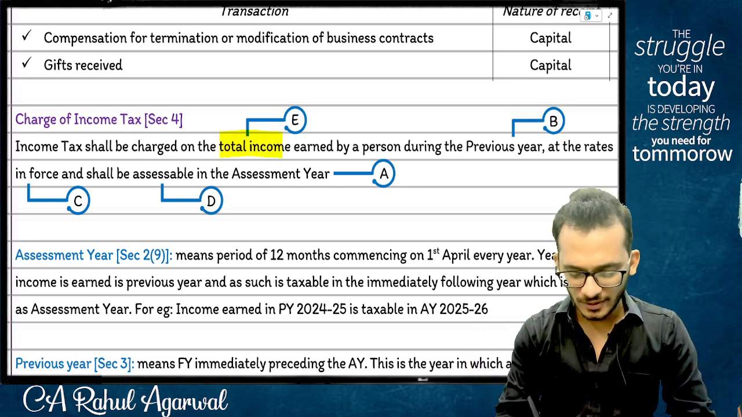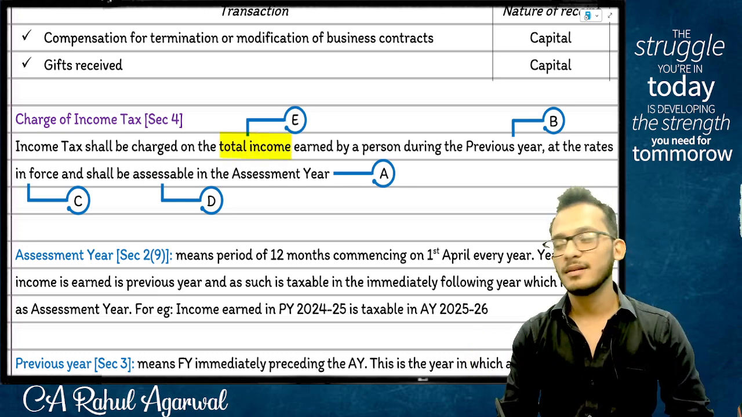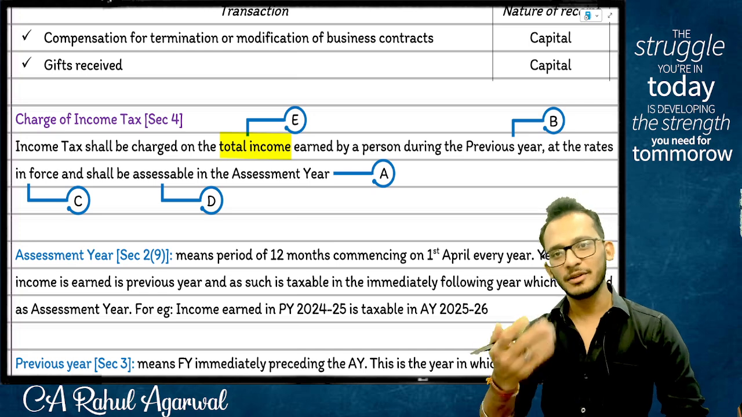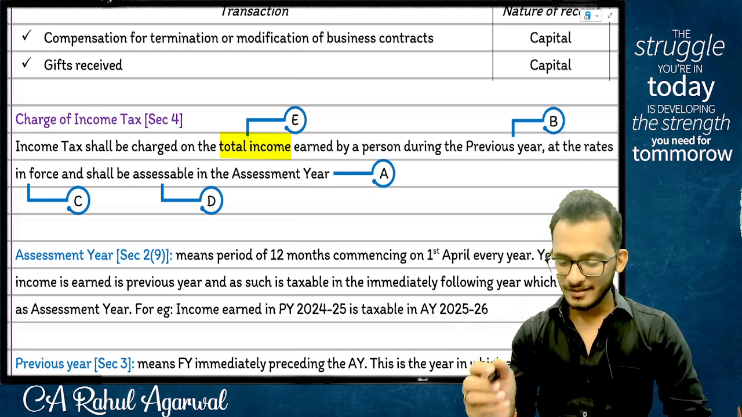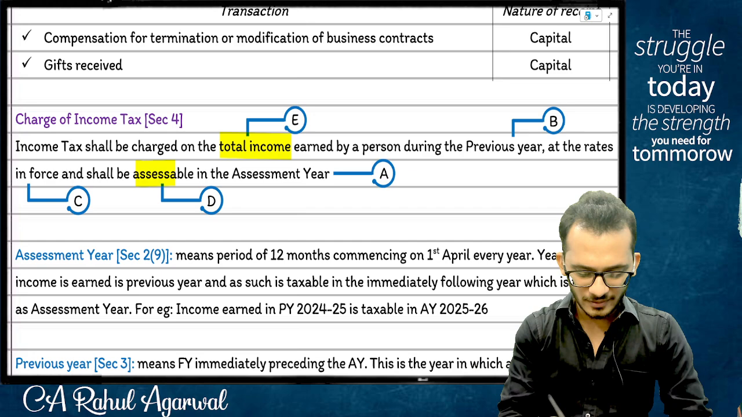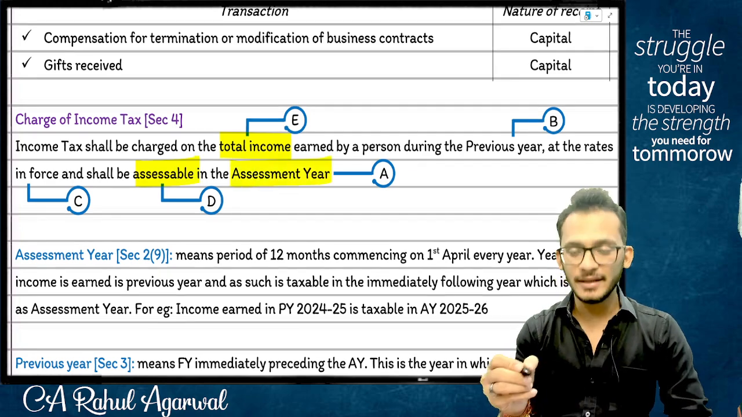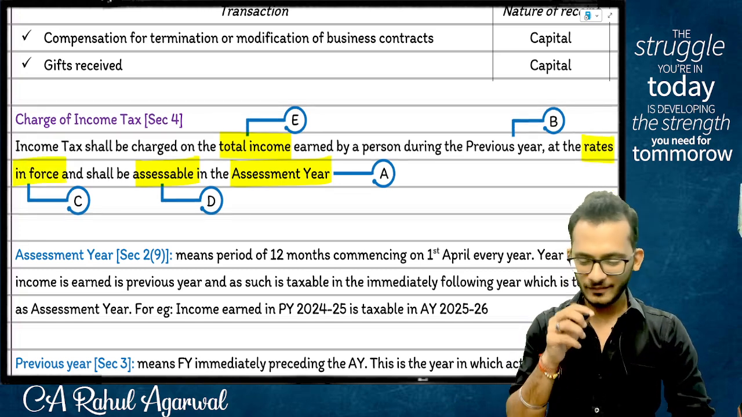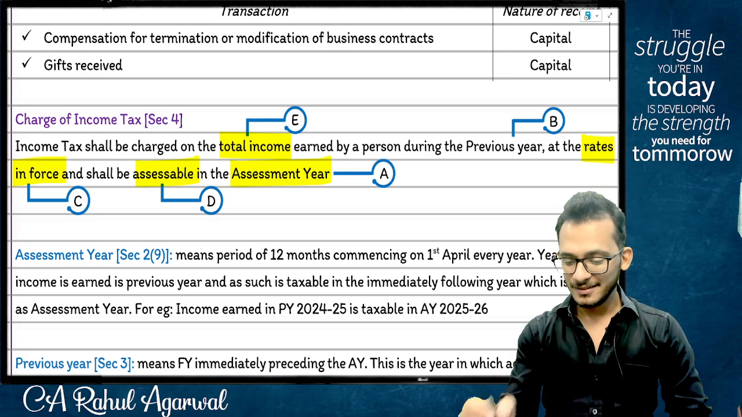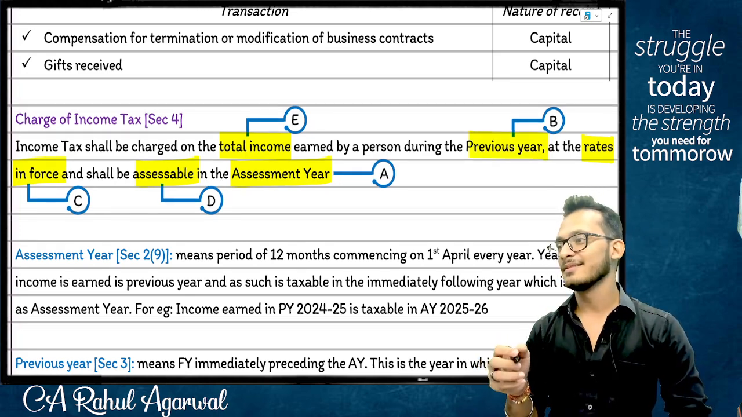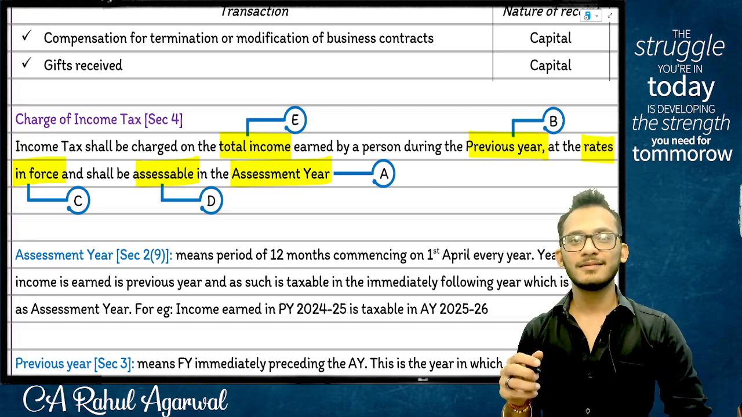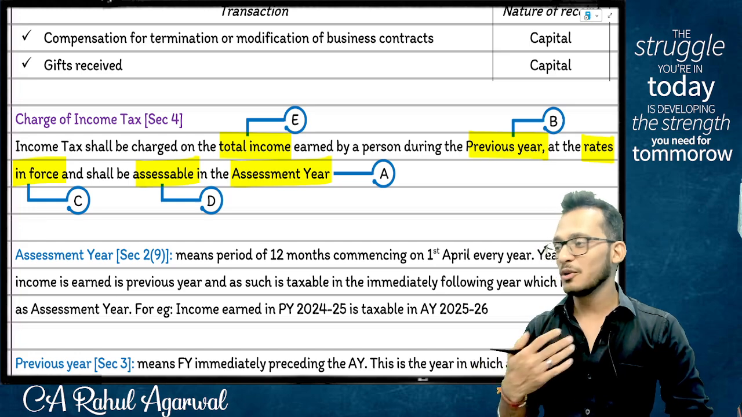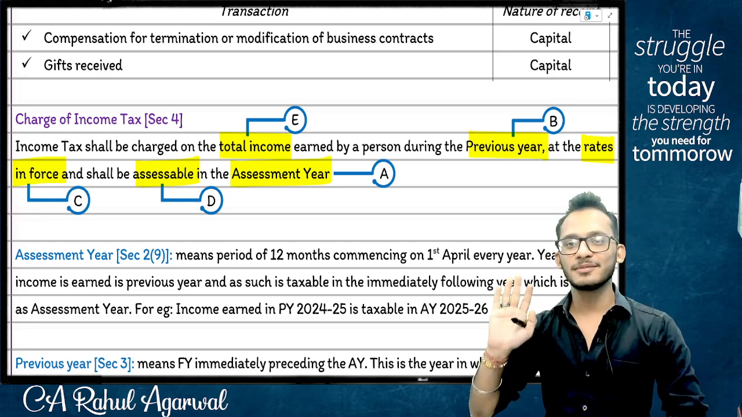Total income. Okay. Earned मतलब कमाना. मैं बता रहा हूँ earned मतलब कमाना. हो गया. Assessable. Assessment year. Rates in force. Previous year. Done? Sure? No other questions? I'm not going to answer anything else. I'm giving a very open declaration.